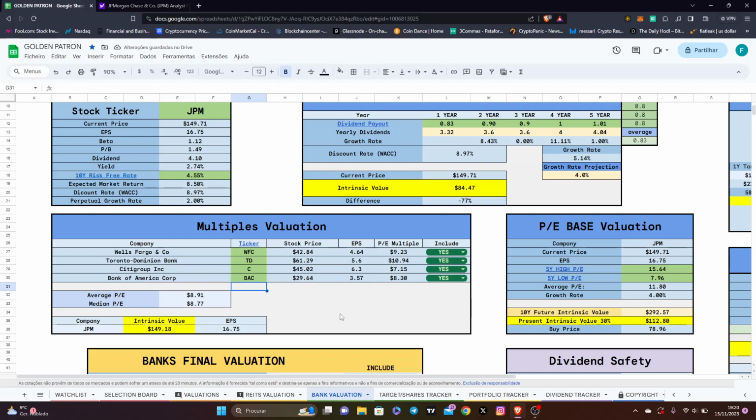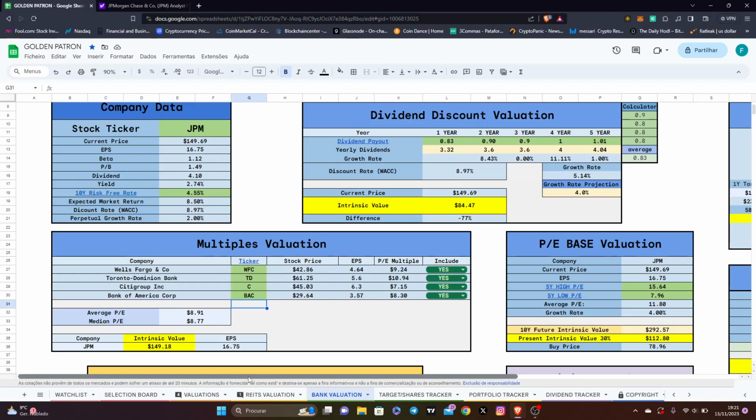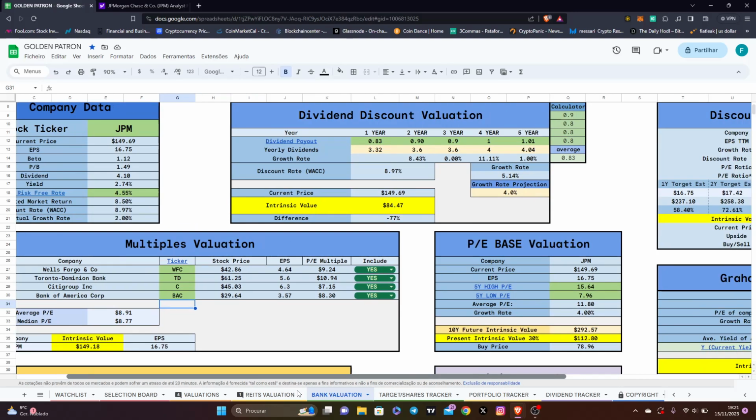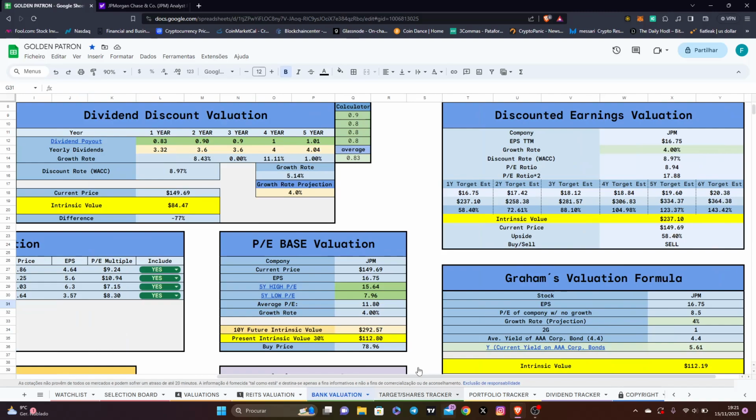I'm actually going to put Bank of America, just as you can see, the data automatically fills in, and once we do that, everything automatically calculates, and it's going to give us an intrinsic value of 149. So it's right on the spot. According to the multiples valuation, JP Morgan is at the intrinsic value actually. So again, one more valuation done, and we have 2 more to go.